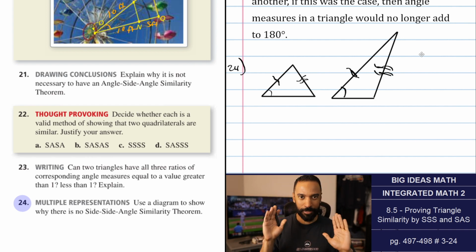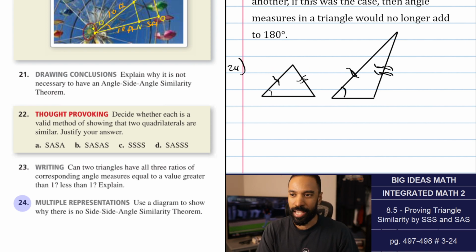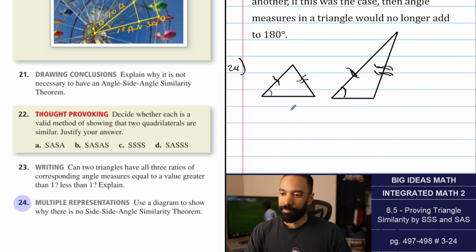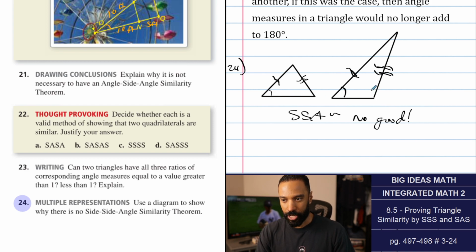Wish I saved that sneeze for after recording. And so that's a case that does that. Side-side angle similarity, no good. You can see how the side lengths here change, the angle measures here change, and that's it.